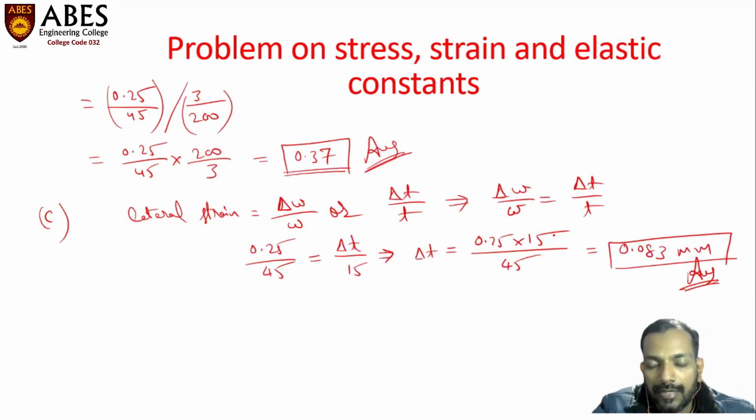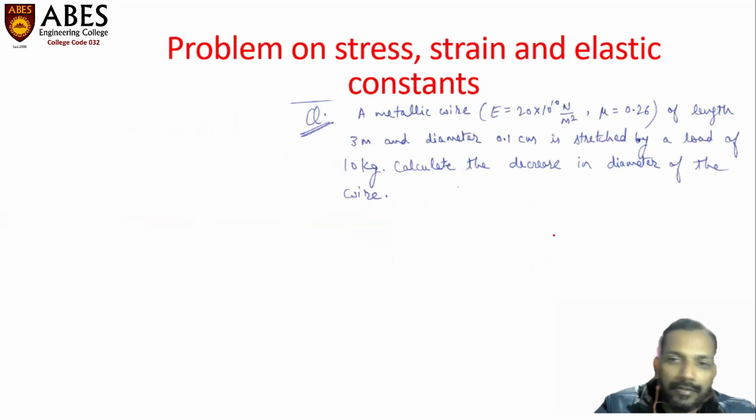Now, let's see one more problem. So students, this is another problem based on the same topic, stress strain and elastic constants. A metallic wire of Young's modulus 20 into 10 raised to the power 10 Newton per meter square, and Poisson's ratio mu is 0.26. The length of the metallic wire is 3 meter and the diameter is 0.1 centimeter.